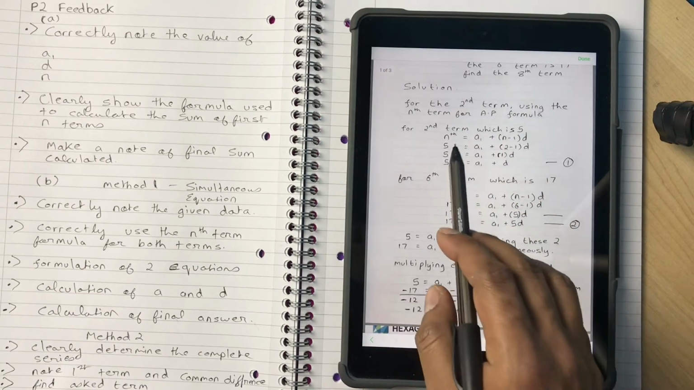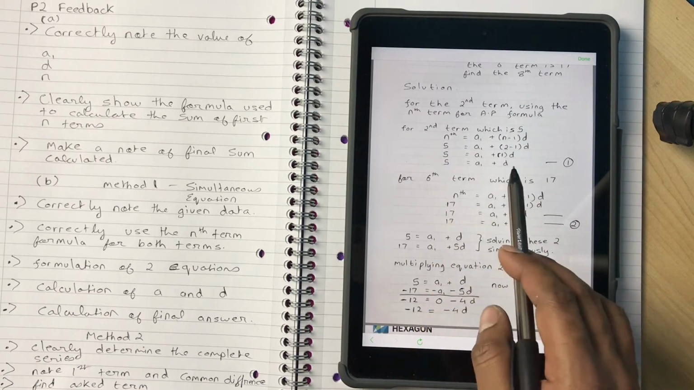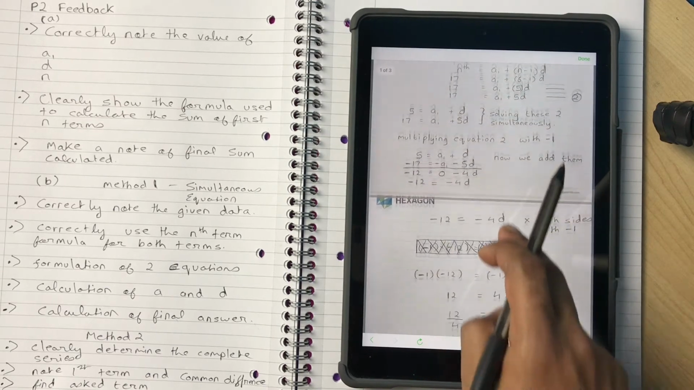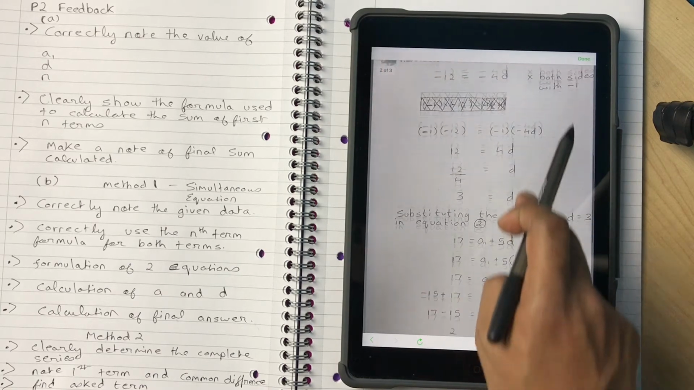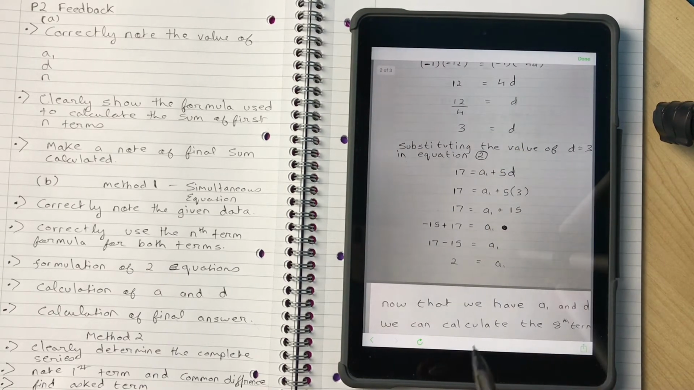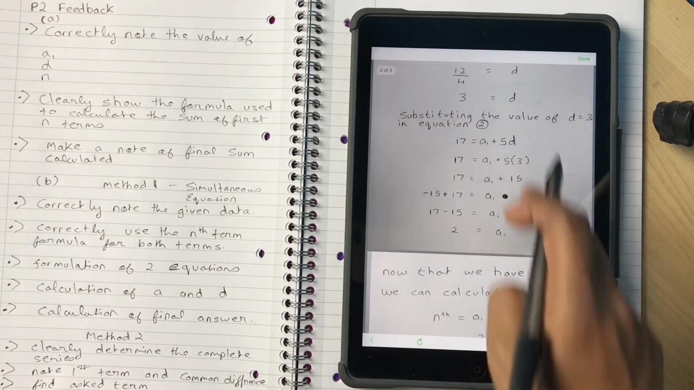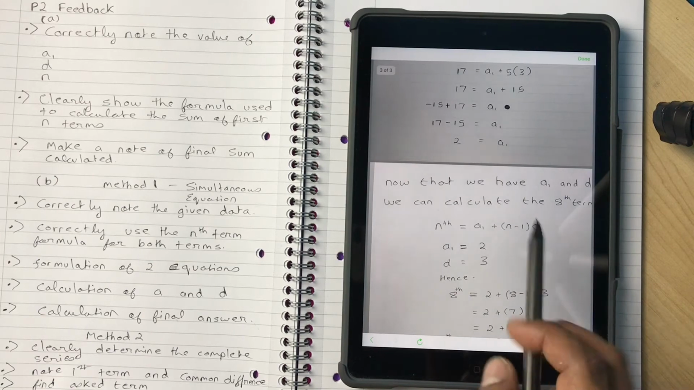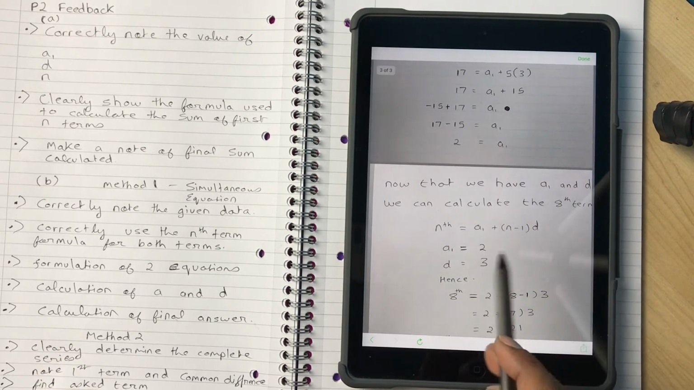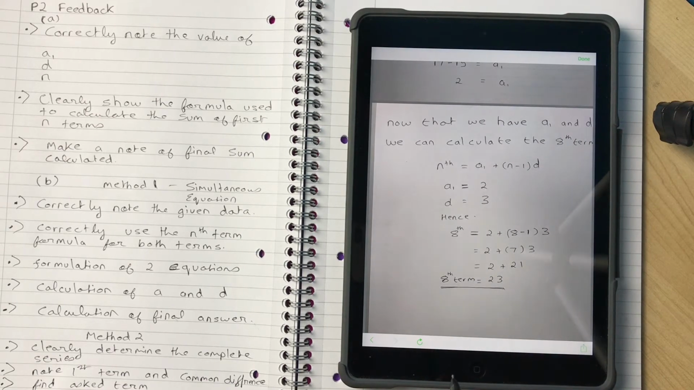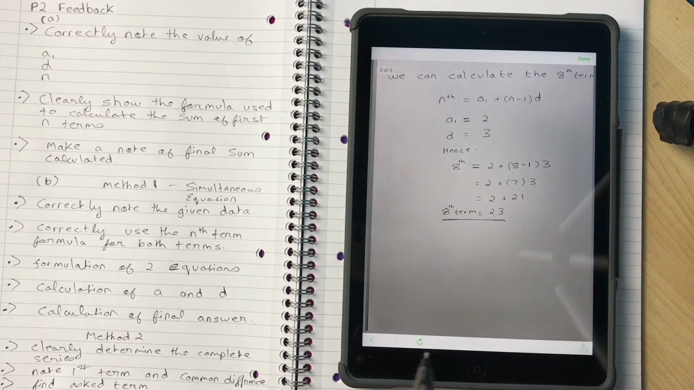Clearly substitute the given values in the data, arrive at the two simultaneous equations, solve them simultaneously, and find the value of your D and A. Now in your solution you need to clearly show these steps in order to achieve this task. And now that you have calculated the value of A1 and D, you can substitute it using the nth term formula and find the term in question. So this is an example you can look at in order to do your P2B.